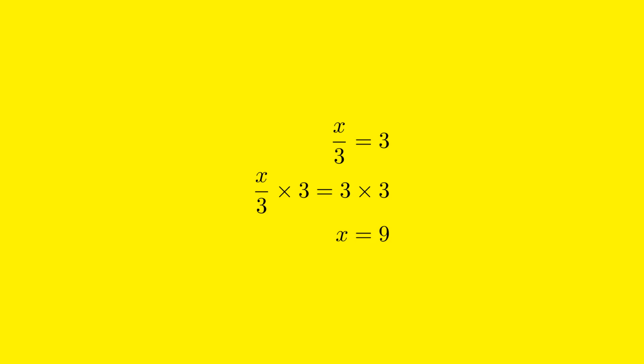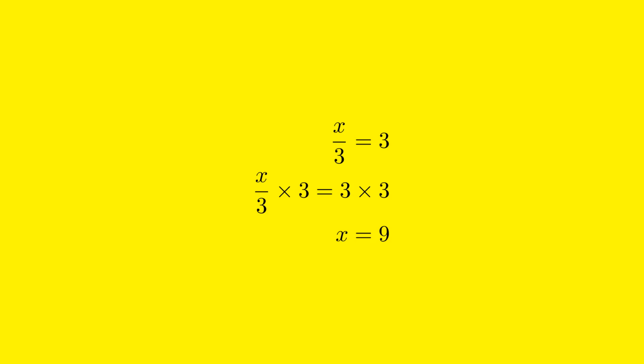When we multiply the left side by 3, the division by 3 and multiplication by 3 cancel each other out, giving us x by itself. Similarly, we need to multiply the right side of the equation by 3 as well, keeping the equation balanced. Multiply 3 by 3 on the right side. 3 times 3 equals 9. This results in x equals 9.